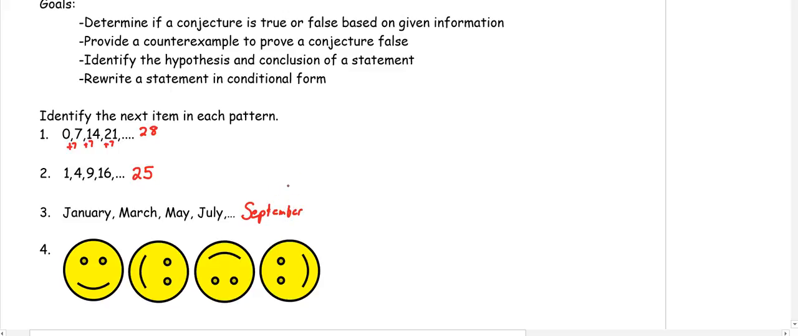Number 4, we have a smiley face with the face on the bottom, a smiley face with a smile on the left, a smile above, a smile to the right. So every time, the smile is rotating 90 degrees clockwise. So then we're going to go back to the beginning of our pattern for our 5th smiley.